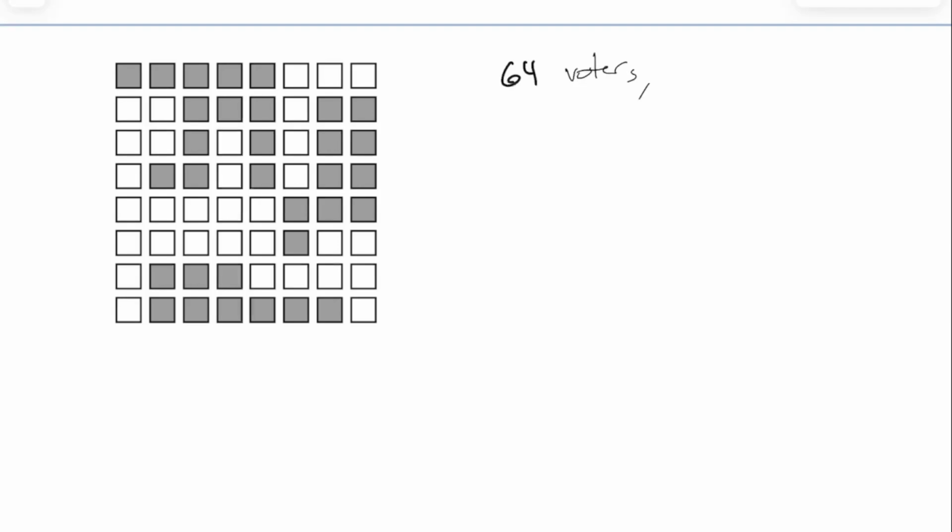And if you count them all up, which I did, there's an even split. So there's 32 and 32. 32 dark, 32 light. I would like to try to make 4 districts of 16 each.